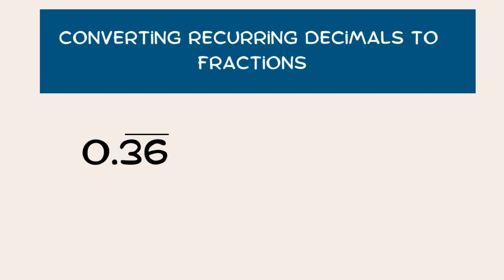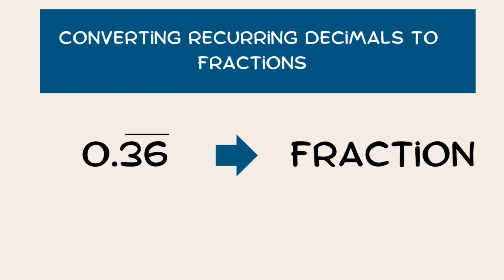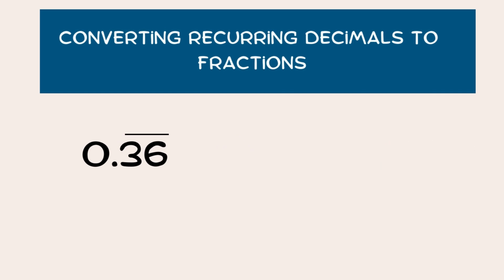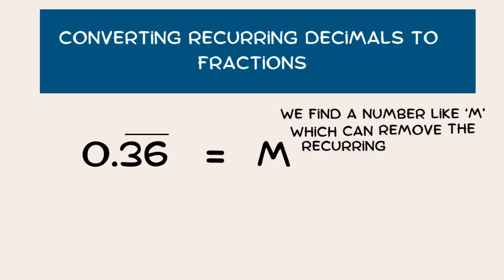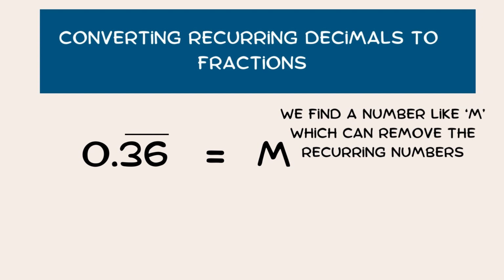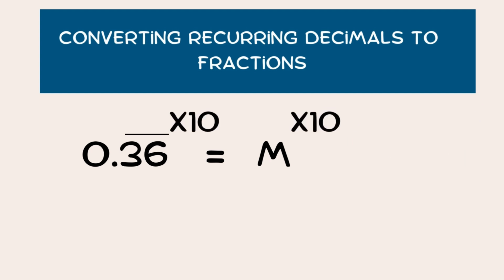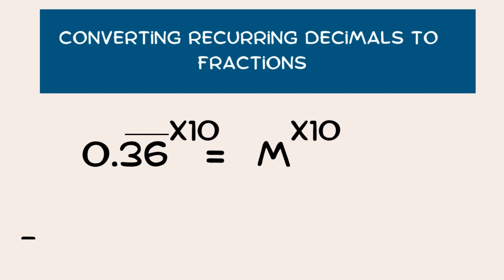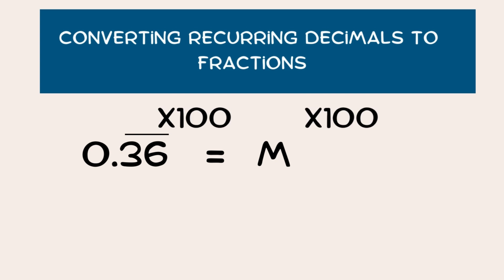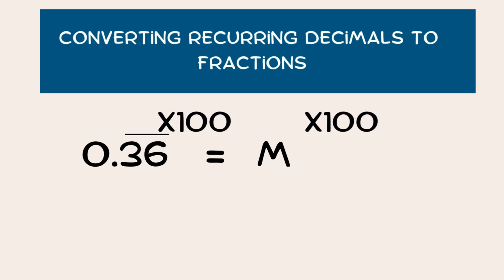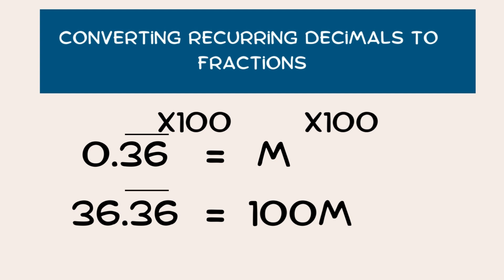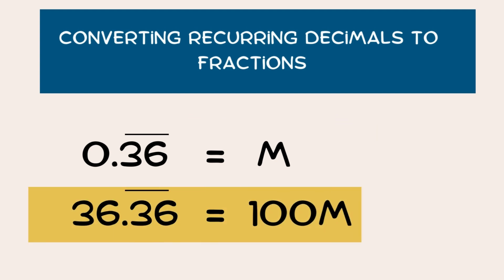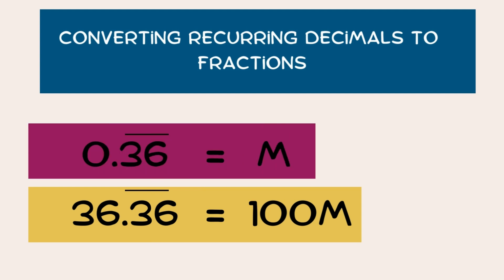What about converting 0.36 recurring to a fraction? That's easy. First, we equate 0.36 recurring to a letter like M. Then, we find a number like M that can remove the recurring numbers. If we multiply M by 10, we won't be able to remove the recurring part as they are not the same value. Instead, we need to multiply M by 100. That way, we get 36.36 recurring. Therefore, we will have 100M equal to 36.36 recurring and M equal to 0.36 recurring.